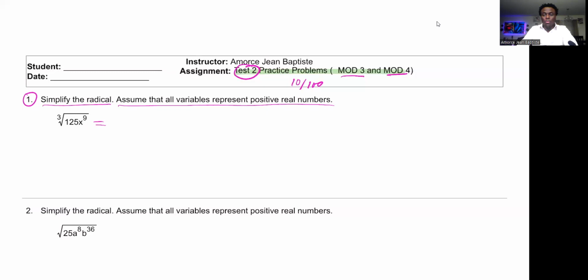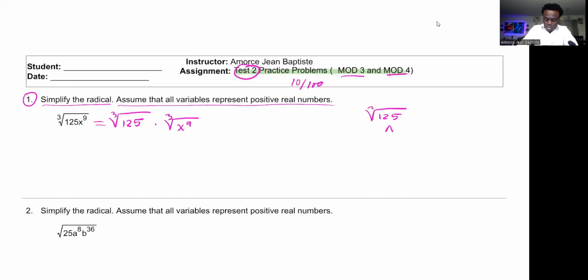you know, we're gonna solve separately cube root of 125 times cube root of x to the 9th power. And we're gonna try to solve 125's cube root, right? Cube root of 125 on the side.